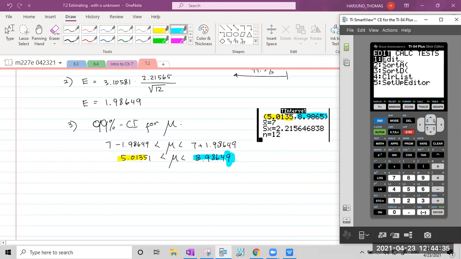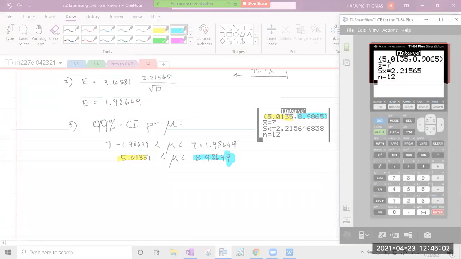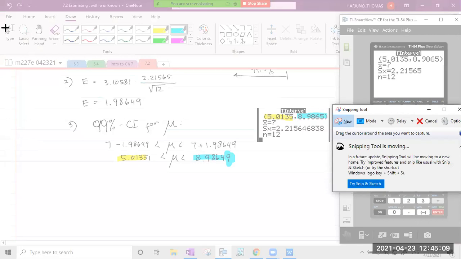Maybe let me change something, because actually, according to our numbers, when we did the stat earlier, the sample standard deviation was 2.21565. That's the number we used earlier.